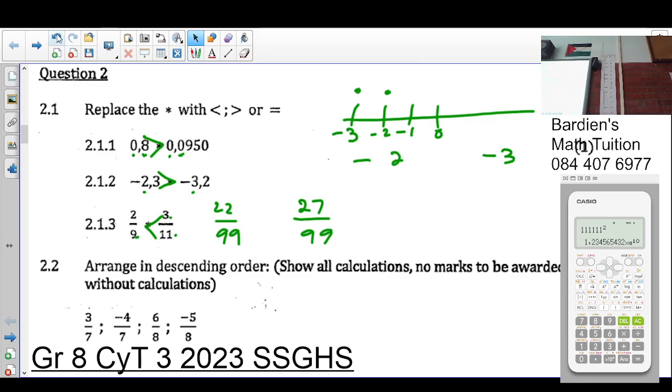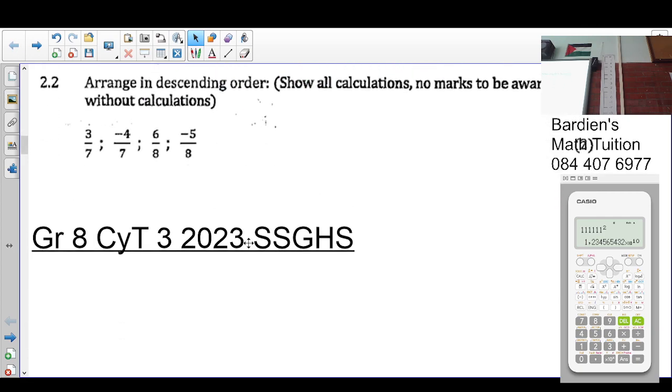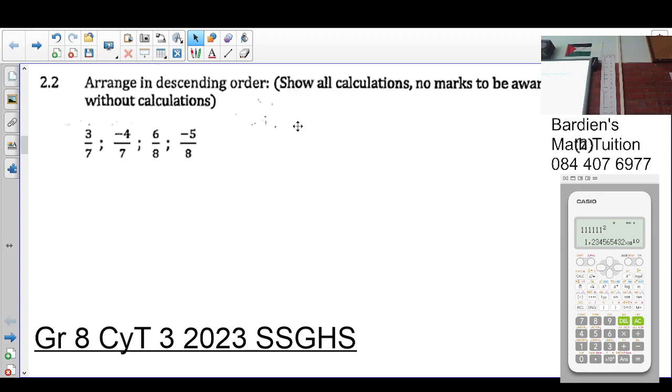Arrange in descending order. People, what does descending mean? Biggest to smallest. So all calculations, no mark will be awarded without calculation. People, you can get the right answer and get no calculation, and no mark for it. The question specifically says no mark will be awarded without calculation. So you must show your intermediate step.